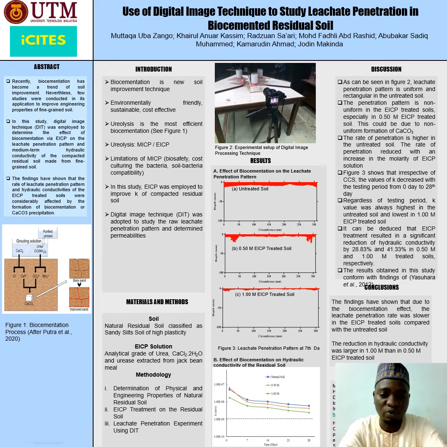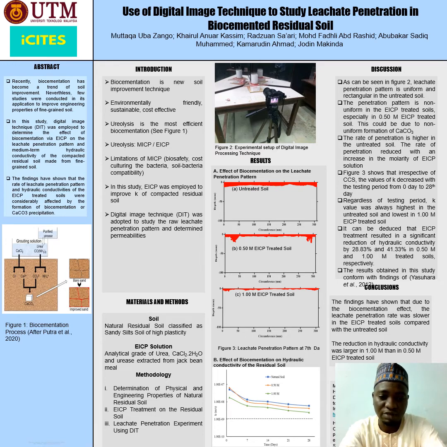The two methods by which ureolysis could be accomplished are either through MICP or through EICP. MICP involves the use of live bacteria, while EICP involves the use of bioproduct, which is free urease enzyme. In this study, EICP was employed to improve permeability of compacted residual soil, and digital image technique was adopted to study the leachate penetration pattern and also to determine permeabilities.